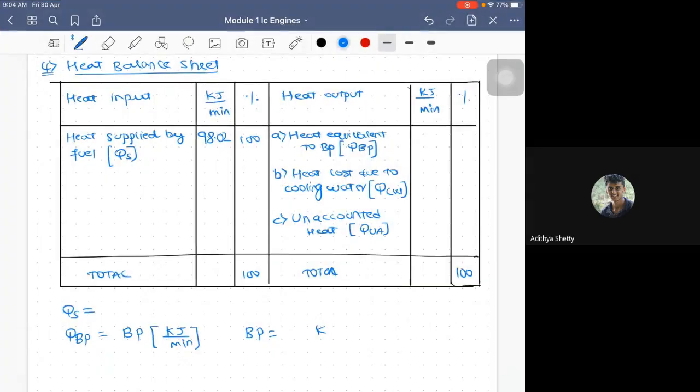Okay. Originally it would be in kilowatts, that is kilojoules per second. So what you have to do is convert this to kilojoules per minute. So that is your task. Once you convert, you can put the value here. Okay. So what is the value? QBP.